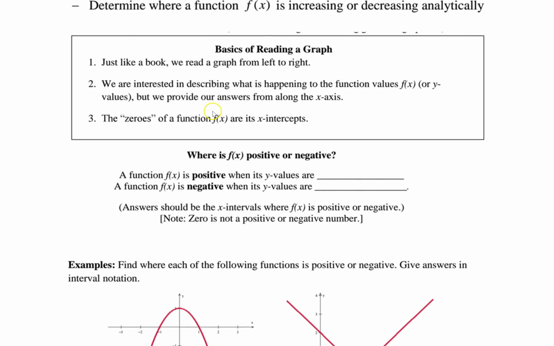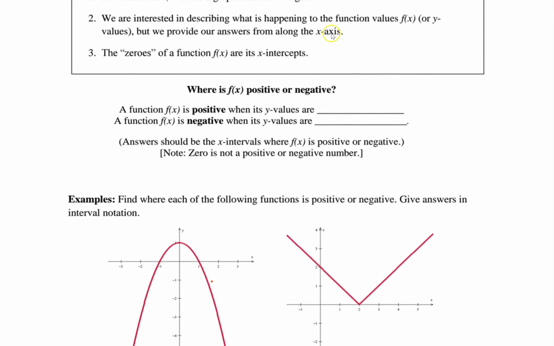We're also interested in describing stuff. So when we do that, we're gonna just use the x value. So like when does it have a vertex? When does it have a 0? All this stuff. We generally use the x-axis for that. The zeros of a function, f of x, are its x-intercepts, right? So there's zeros over here. Those are the zeros, the x-intercepts, also known as roots.